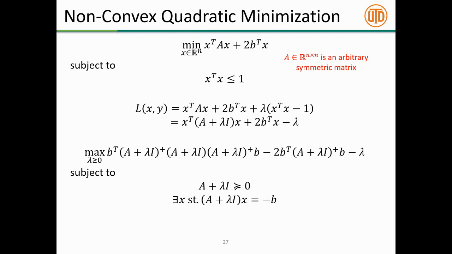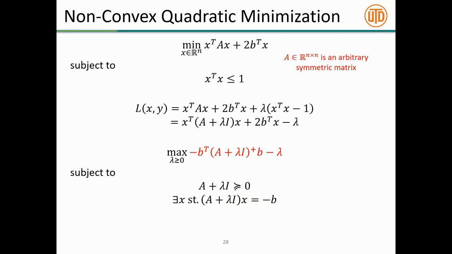So the dual problem has the constraint that there has to be a solution to the linear system, and the linear system has to correspond to a positive semi-definite matrix. So remember this squiggly equality sign means that the matrix A plus lambda I has to be positive semi-definite. And again, that comes from the fact that, looking back up at the Lagrangian here, if A plus lambda I is not positive semi-definite, then the solution to the minimization problem over x is also negative infinity.